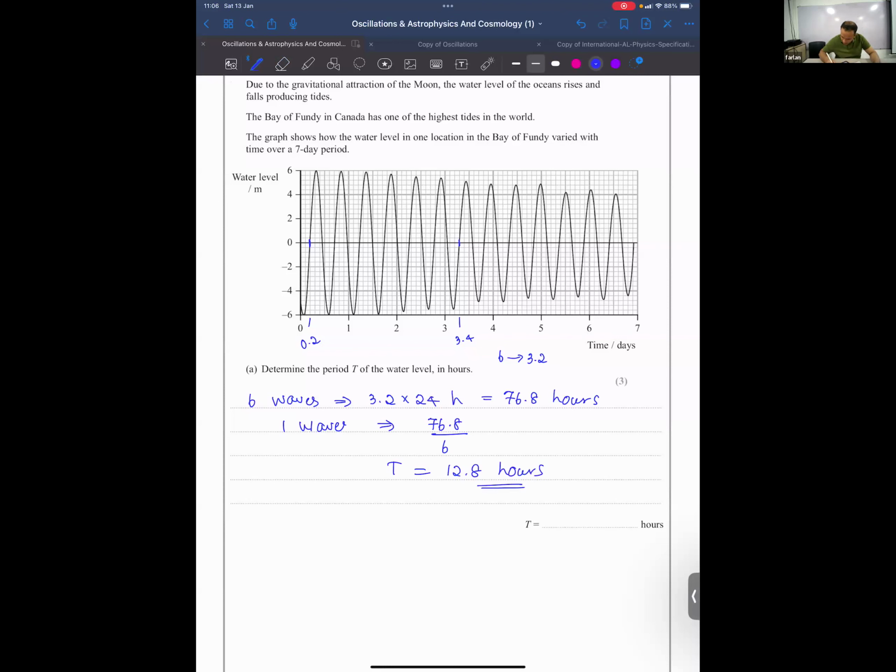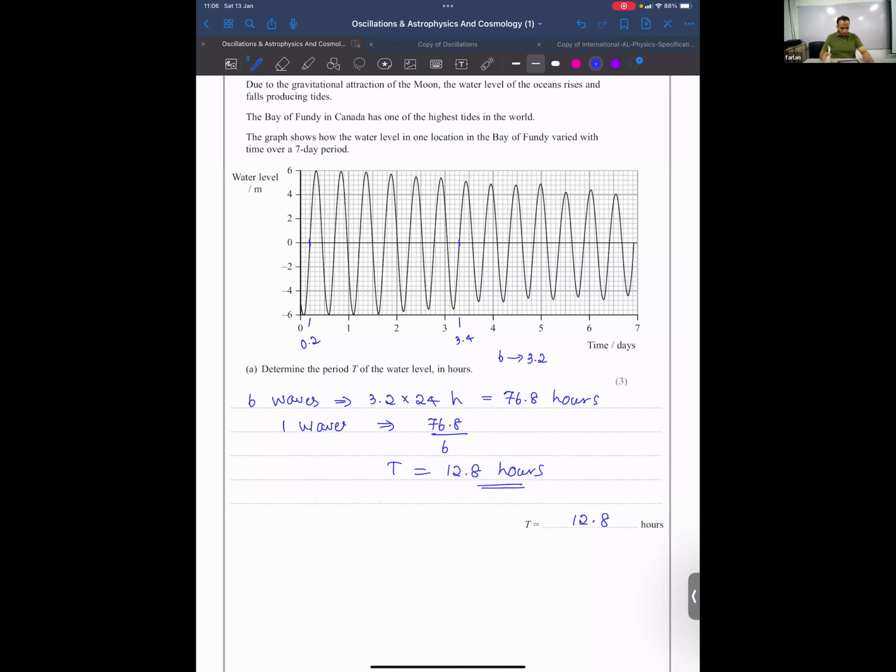What is your time period? 12.4. I'm getting 12.8. You got 12.7. Okay, so I took the time period for 13 waves. That is also good.